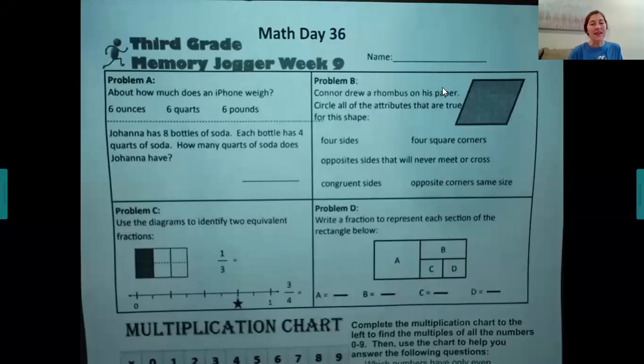Hey guys, it's Miss Miller, and today we are going to be looking at the memory joggers for week 9. I'm going to take you through the problems for day 1, and so hopefully that'll help you for the rest of the week. So this is on page 9 of your new packet.